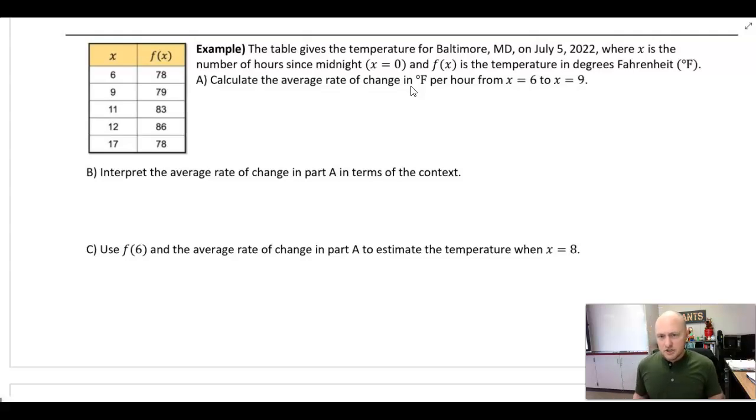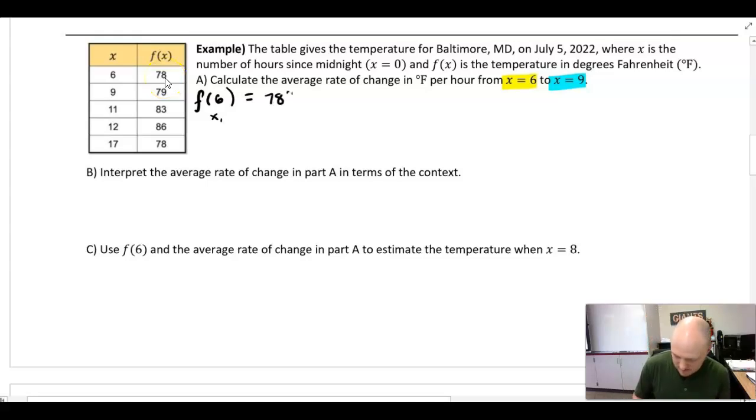When you're calculating average rate of change, you want to go ahead and find your function values. So note our interval starts at 6 and ends at 9. So f of 6, this is your x1. We're going to go ahead and use our table to find this information. So f of 6 is 78 degrees. So 6 hours after midnight, it was 78 degrees. Again, this is going to be your y1 or your f of x1. And then we can calculate f of 9. Again use our table for this, and we get 79 degrees.